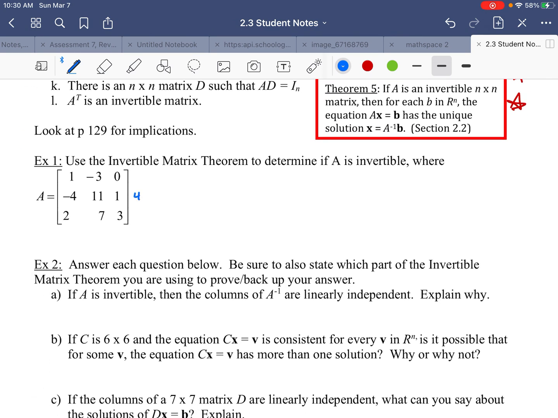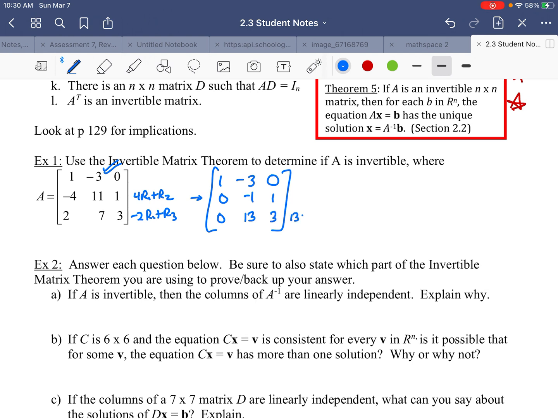All right, so I'm going to do 4 times row 1 plus row 2 to get rid of that negative 4. I'm going to do negative 2 times row 1 plus row 3 to get rid of that 2. All right, so I have 1, negative 3, 0. 4 plus negative 4 is 0. Up here, negative 3 times 4 would be negative 12. Negative 12 plus 11 would be negative 1. And 0 plus 1 is 1. In the last row, I'm going to get rid of that 2. Then I'm going to have negative 2 times negative 3, so 6 plus 7 is 13. And then 0 plus 3 on the end is 3.